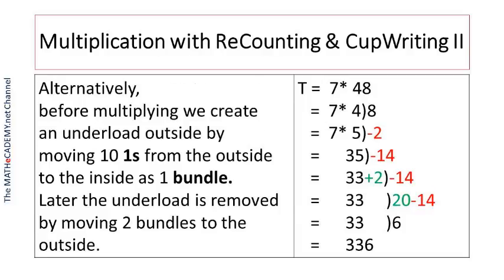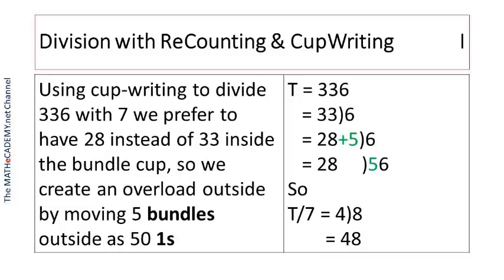To divide, we also use recounting and cup writing. Using cup writing to divide 336 by 7, we prefer to have 28 instead of 33 inside the bundle cup, so we create an overload outside by moving 5 bundles outside as 51s. Now we have recounted 336 as 28 bracket 56, which divided by 7 gives 4 bracket 8, or 48.